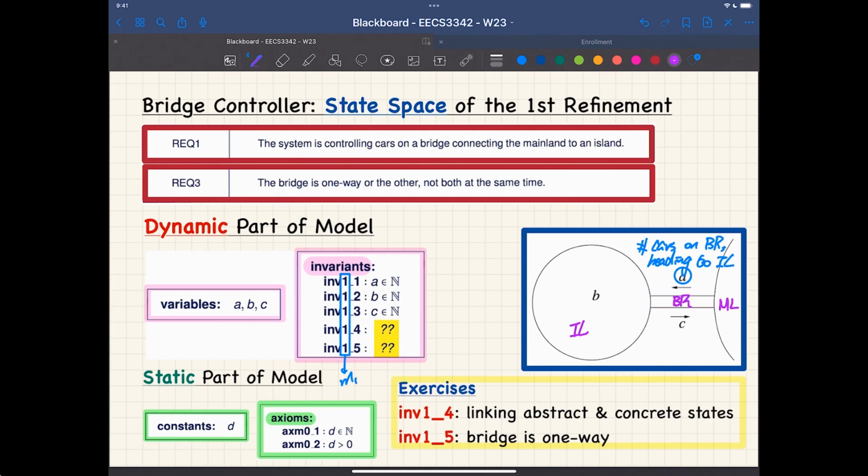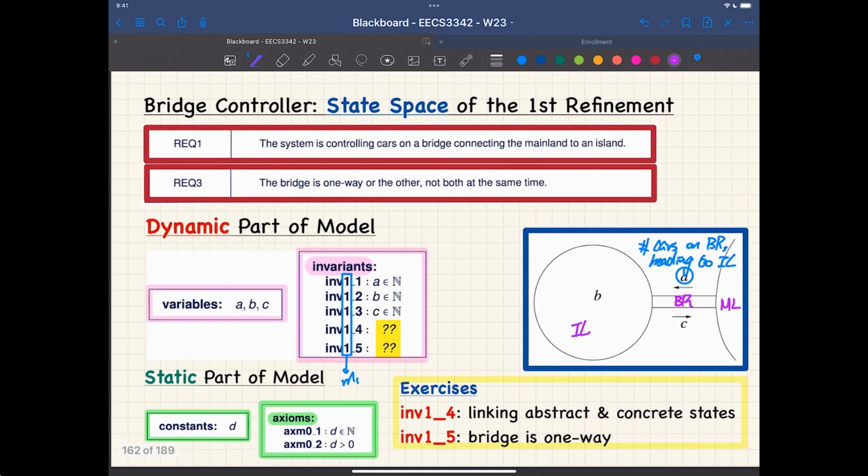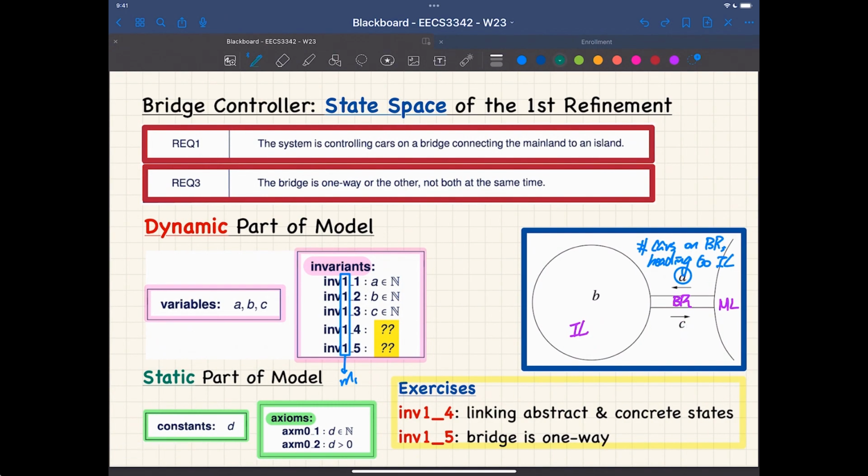Symmetrically, we also got C over here. So C will be the number of cars on the bridge heading to the mainland. And finally, we have B over here, the number of cars in the island. We got A, B, and C.